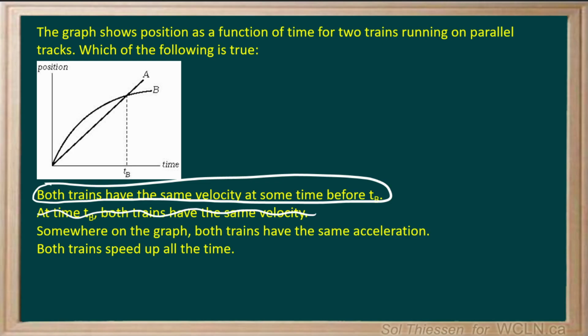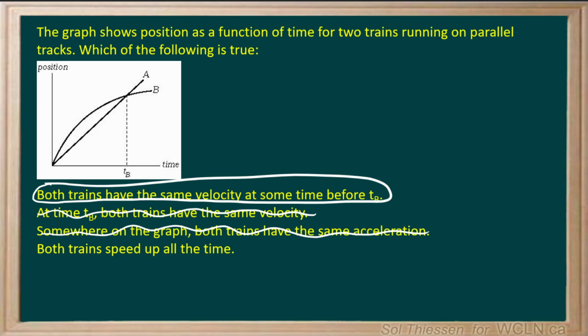Next, we have somewhere on the graph, both trains have the same acceleration. As I mentioned at the beginning, train A has a constant velocity, a constant slope, and if the velocity is constant or unchanging, that means that no acceleration is involved. So train A's acceleration is always 0 for this graph, while train B has a negative acceleration. So those will not be the same. Therefore, this statement is untrue.